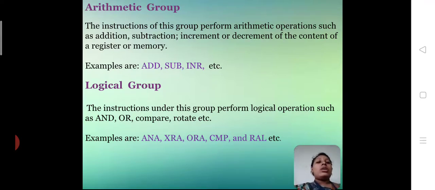Next, the logical group. The instructions under this group perform logical operations such as AND, OR, compare, rotate, etc. We already know the logical operations: AND operation, OR operation, XOR operation, and rotate operation. These come under the logical group. The examples are ANA, which means AND with accumulator; XRA, which means XOR with accumulator; ORA, which means logical OR with accumulator; CMP, which means compare; and RAL, which means rotate accumulator left. These are the logical group.